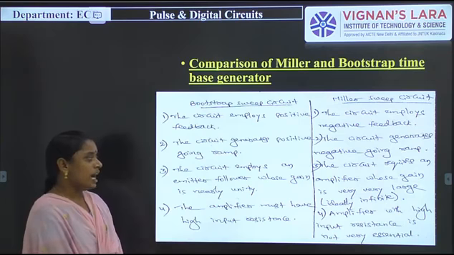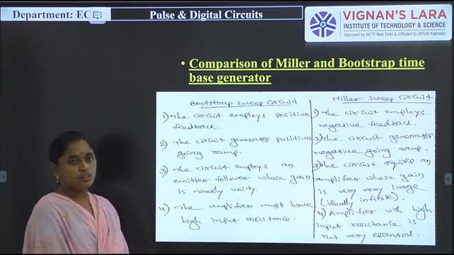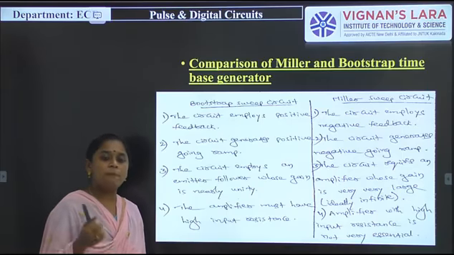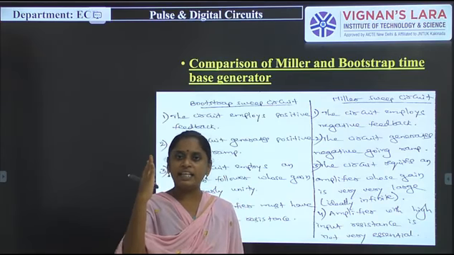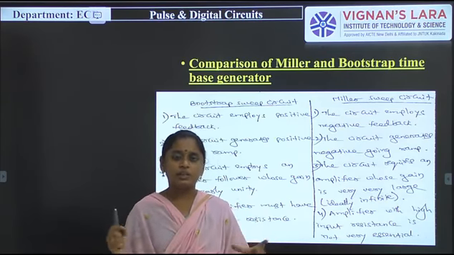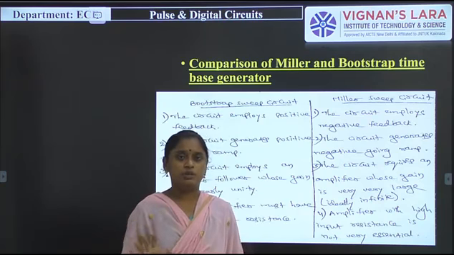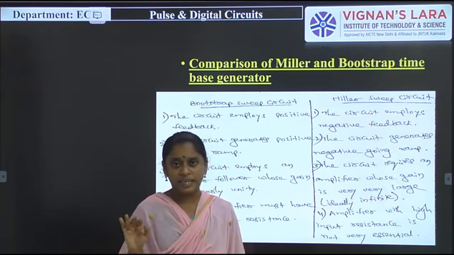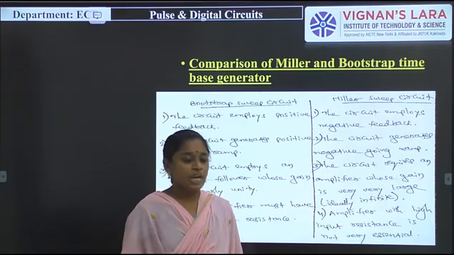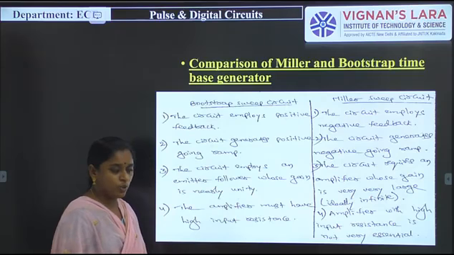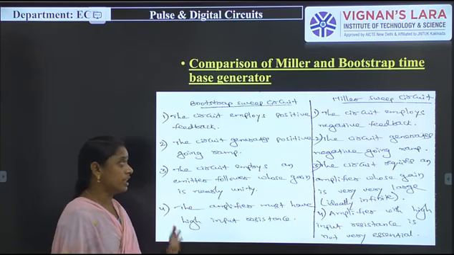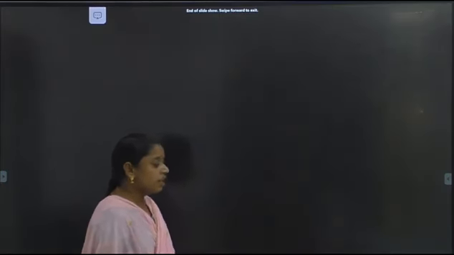In the Miller circuit, an amplifier with high input resistance is not necessary. In the bootstrap circuit, obviously an amplifier with high input resistance will be used. Why? Because we have to maintain a constant current, that is, I is maintained constant in the circuit. That's why we have to maintain a high input resistance here. But here we need not use that condition. So this is about the difference between the Miller and bootstrap circuits.